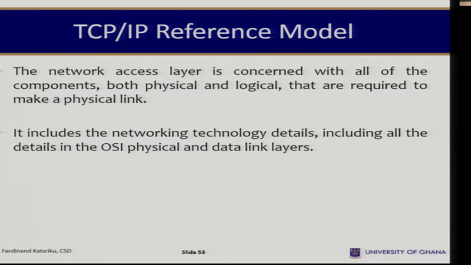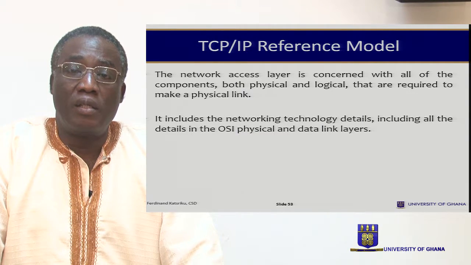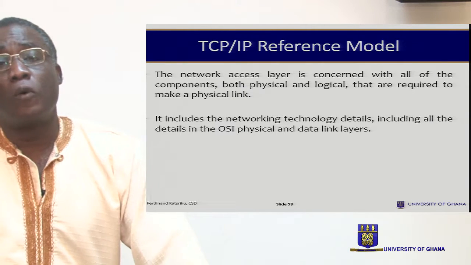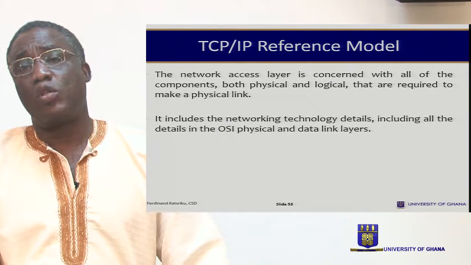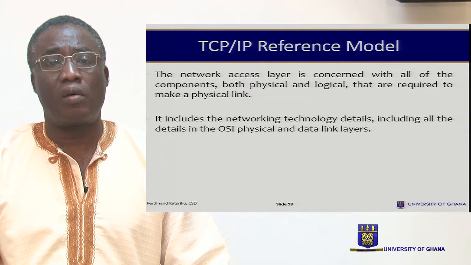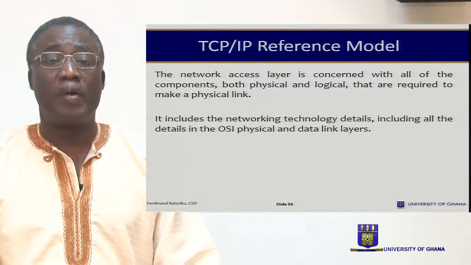The network access layer is concerned with all of the components, both physical and logical, that are required to make a physical link. It includes the networking technology details, including all the details in the OSI physical and data link layers. So the network access layer actually combines the 2 layers of the OSI model, the physical and the data link layers, into one.